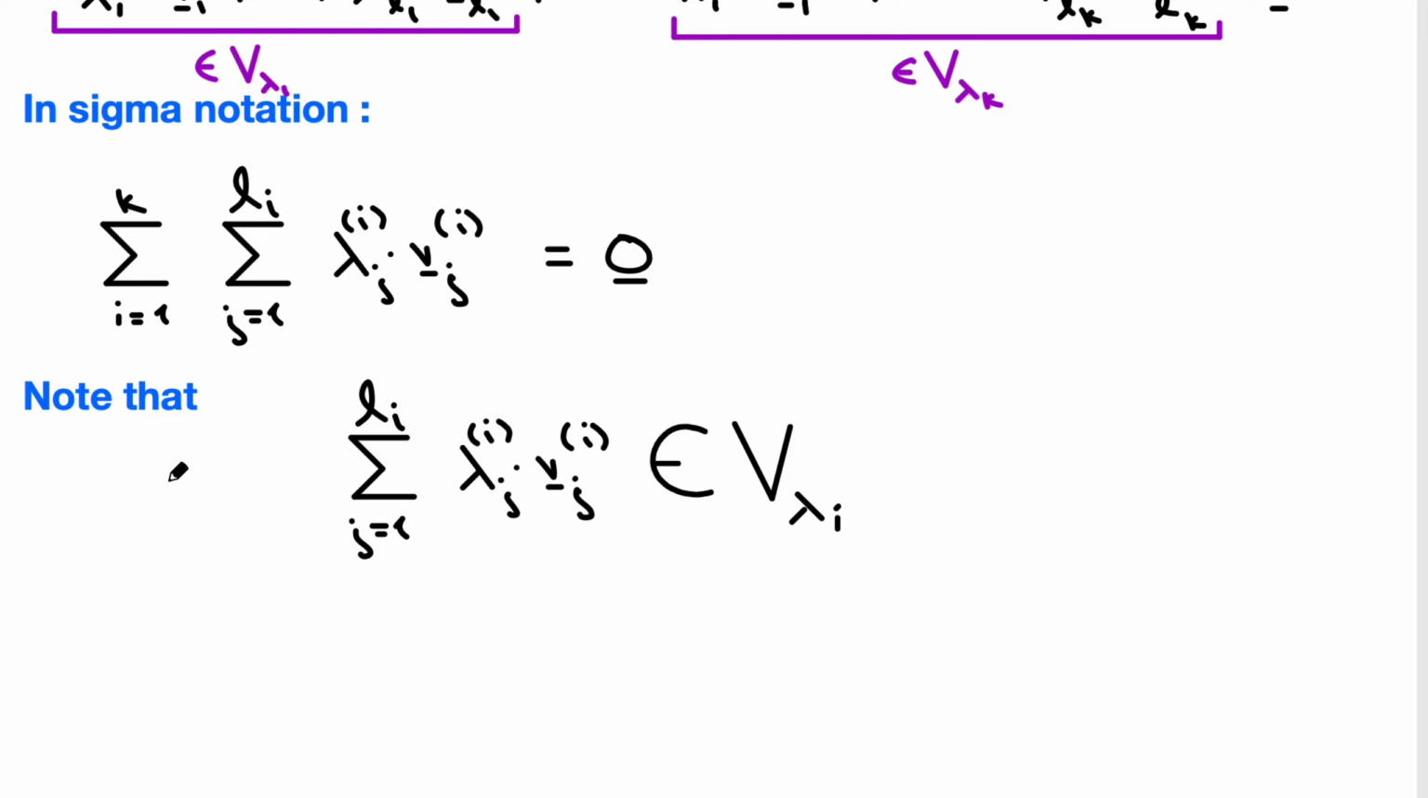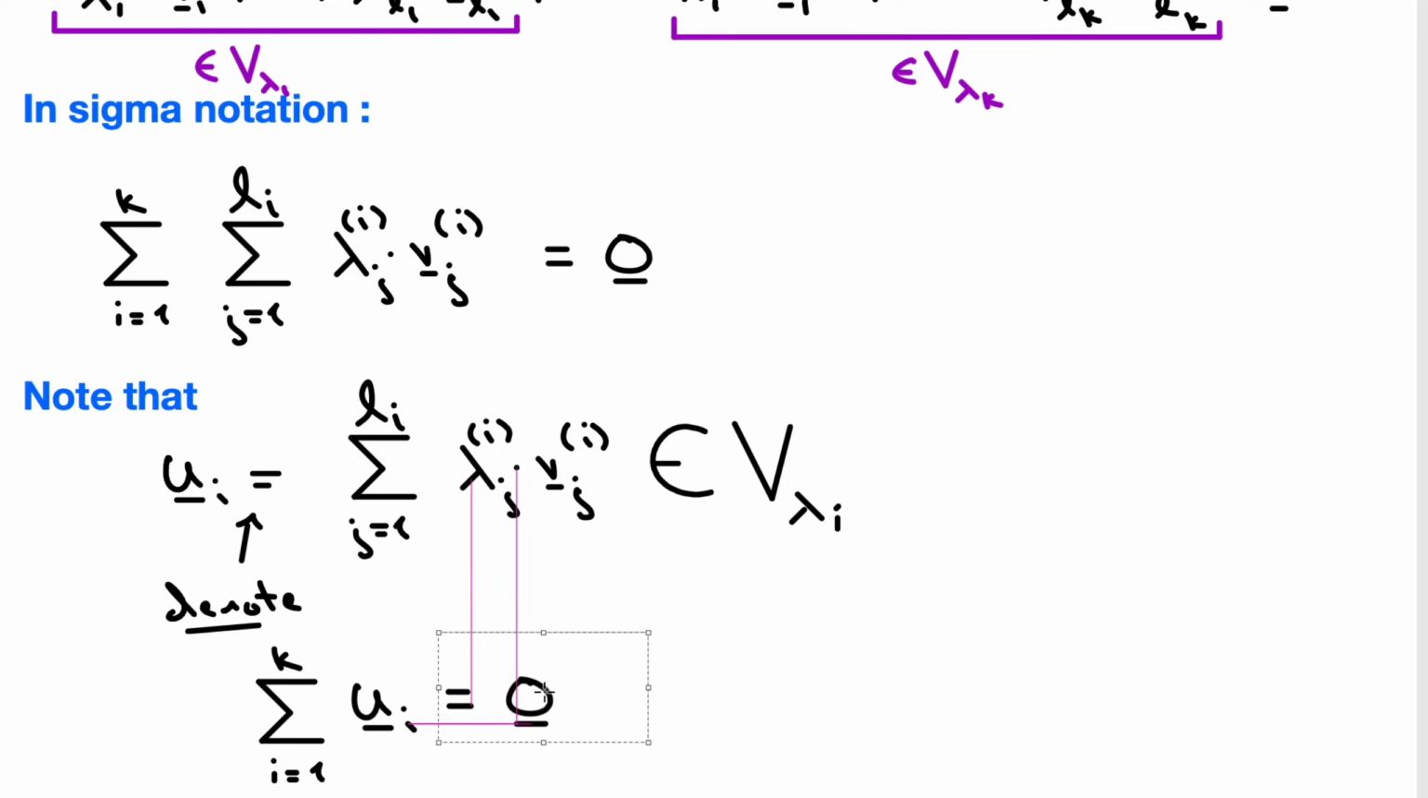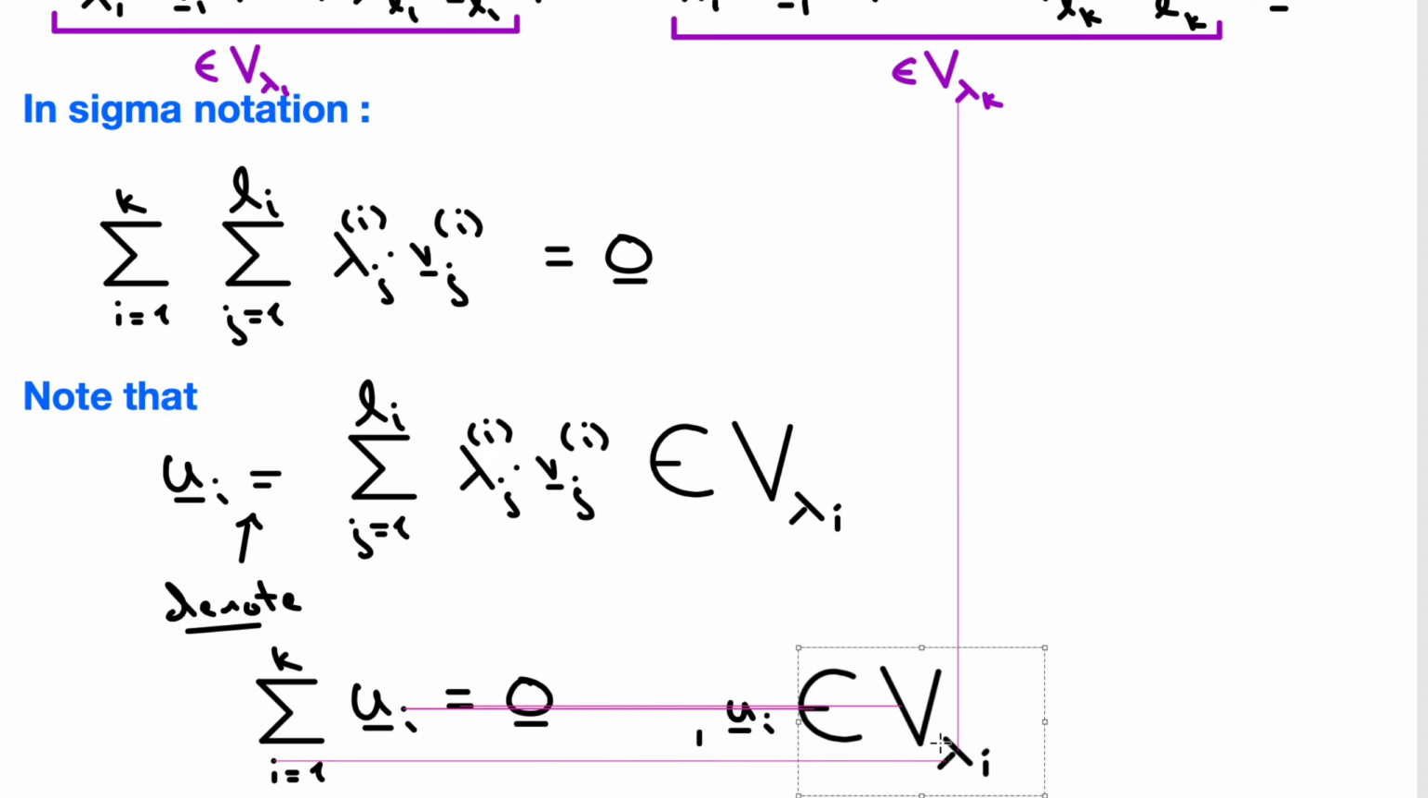And let's denote this by ui. So this means that what we actually have here is a sum of ui's that's equal to 0, where each of the ui's are in the eigenspace V_λi.